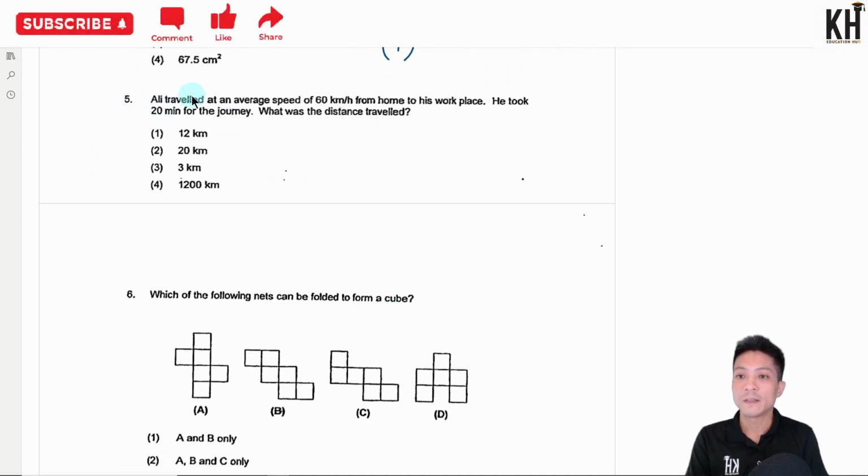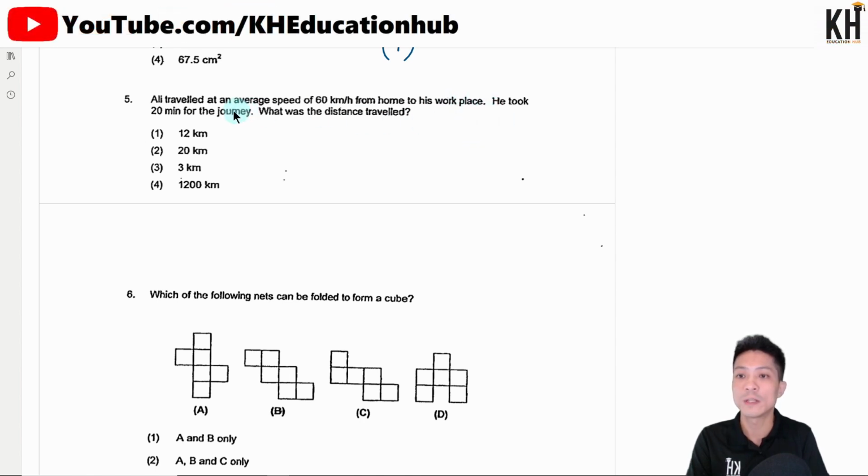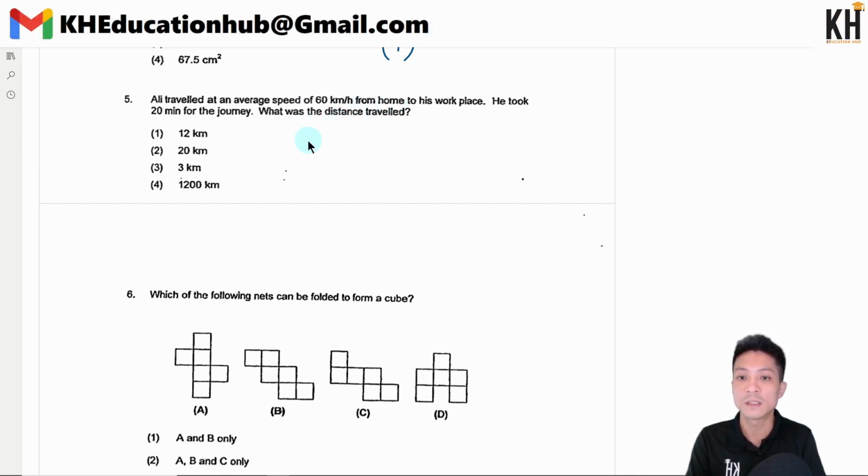Okay, question 5. Ali traveled at an average speed of 60 km per hour from home to his workplace. Okay, he took 20 minutes for his journey. What was the distance traveled? Okay, so this is a speed distance time question. If you want to calculate distance, right? Distance, you have to use speed times time.